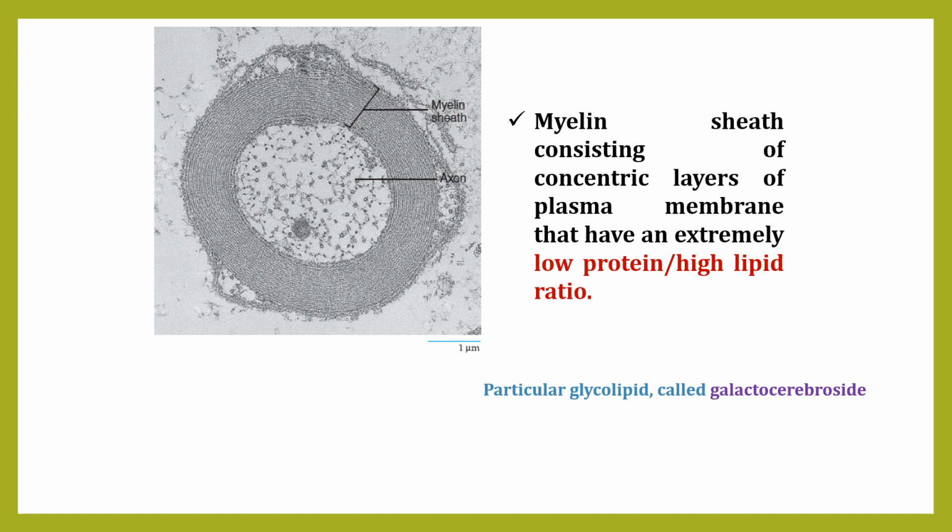So this is the structure of myelin sheath. In the structure of myelin sheath, the concentric layers of plasma membrane have extremely low protein and high lipid. Okay, so low protein, 30, and high lipid, 80. Particularly, lipids present in myelin sheath include a glycolipid called galactocerebroside. We will discuss it in the next slide.